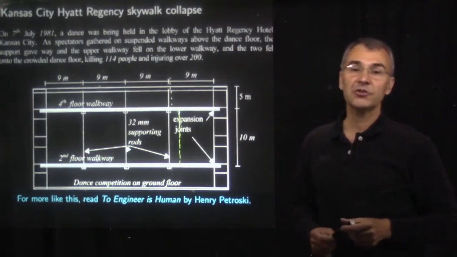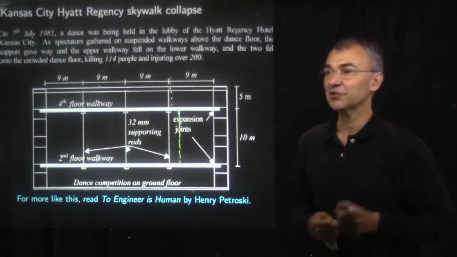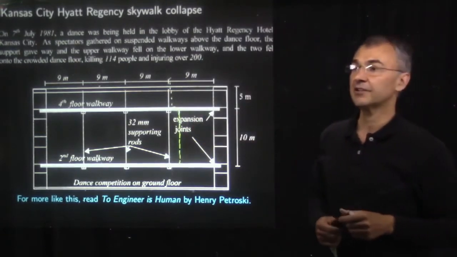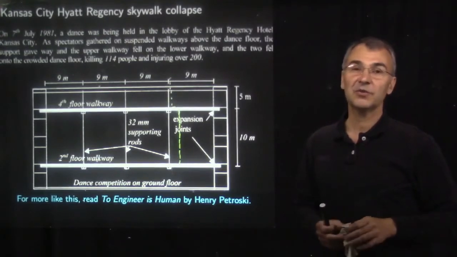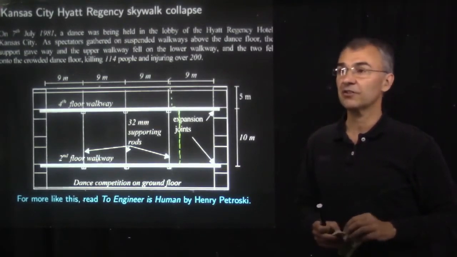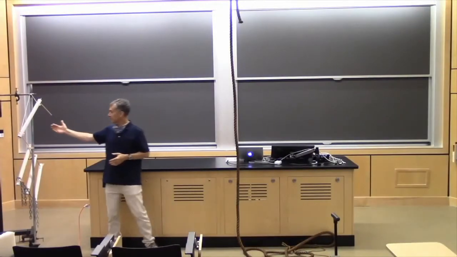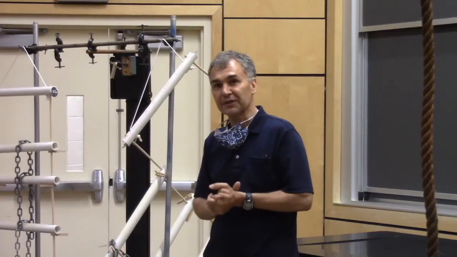And then you could see in our model that the place where the modeled structure failed was right here, which is where the top floor is trying to hang on to its threaded rod. Let's see if we can think about why that makes sense as the place for the structure to fail. Okay, you see in the background the aftermath of our model using wooden dowels of the skywalk collapse.